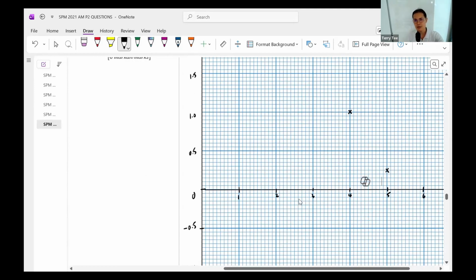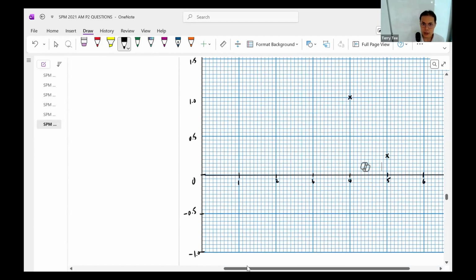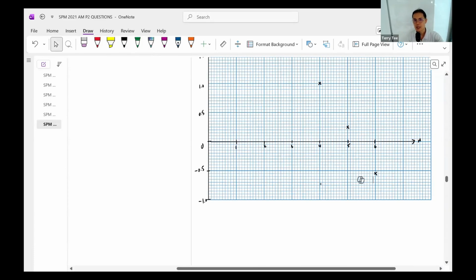You notice not all the points lie on the line of best fit, as you can see here. But I know my answer from my calculator. I know it's 4.04, or I can take 4.05, not 4.5. That means my answer should be here. The most accurate answer is 4.05. So I start from 4.05.